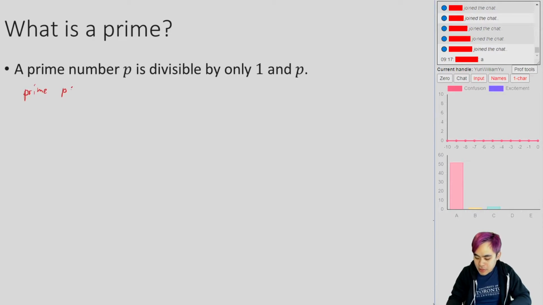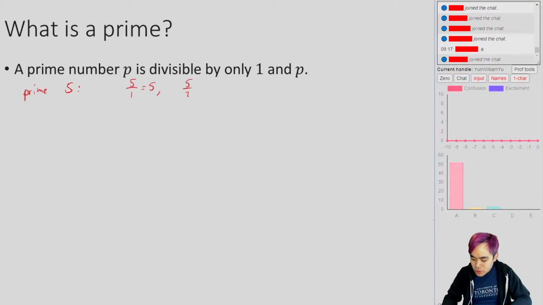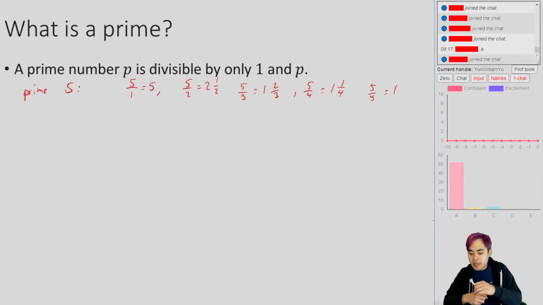So one way of defining it, let's say the number 5, which is prime. One way of doing that is you check if 5 divided by 1 is equal to 5, 5 divided by 2 is not equal to a whole number, that's equal to 2 and 1/2. 5 divided by 3 is equal to 1 and 2/3. 5 divided by 4 is equal to 1 and 1/4. And 5 divided by 5 is equal to 1. Okay, so it's only divisible by 1 and 5.